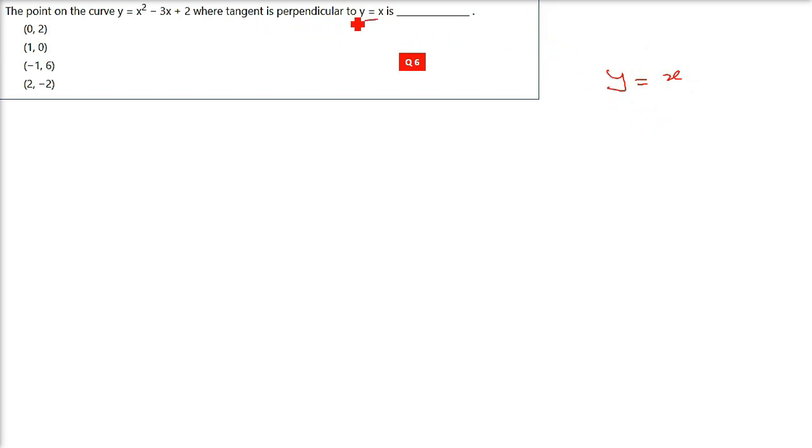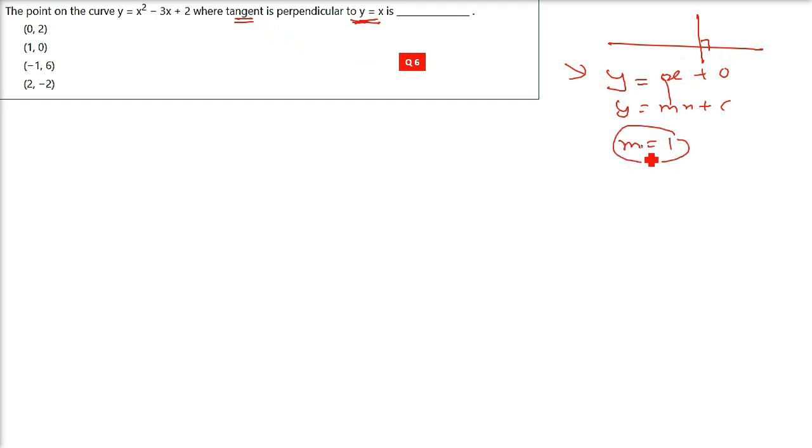We can equate it with the standard equation of the line, y = mx + c. When you have y = mx + c, you can get an m here, but that m is the slope of the line, and the tangent is perpendicular to that line. So you have to find the line which is perpendicular to y = x. The slope of y = x is 1.